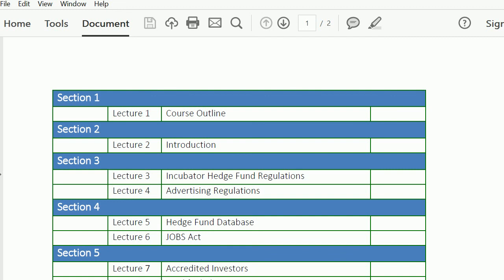And then we'll get into the various hedge fund databases. This is where you might be able to submit your performance to gather interest for your fund. I'll give you the list of top hedge fund databases, and we'll also talk about legislation called the Jobs Act.